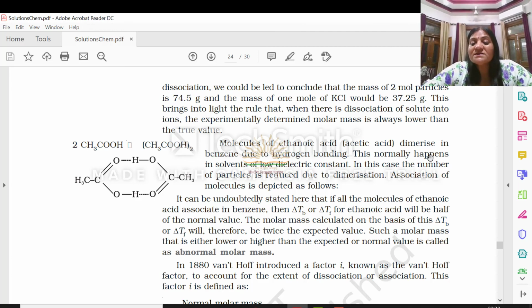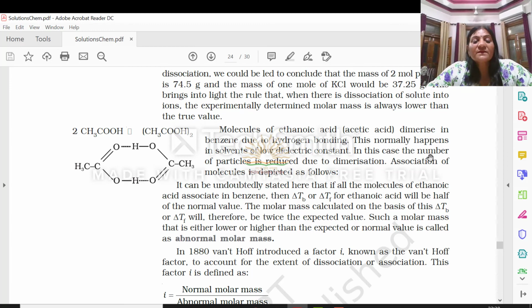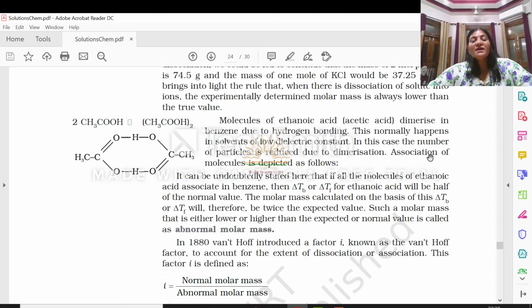If the solute particles dissociate in the given solution, then the experimentally determined molar mass is always lower than the calculated value or true value. Now again, if the solute particles associate in the given solution. Molecules of ethanoic acid, acetic acid, 2 moles of ethanoic acid associate together by means of hydrogen bonding. This is hydrogen bonding, this is hydrogen bonding, and it forms a dimer. Molecules of ethanoic acid dimerize in benzene due to hydrogen bonding.